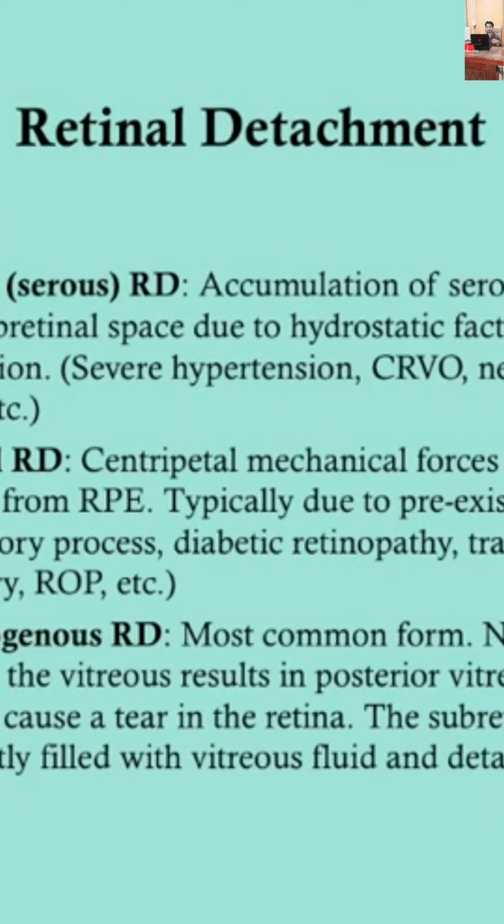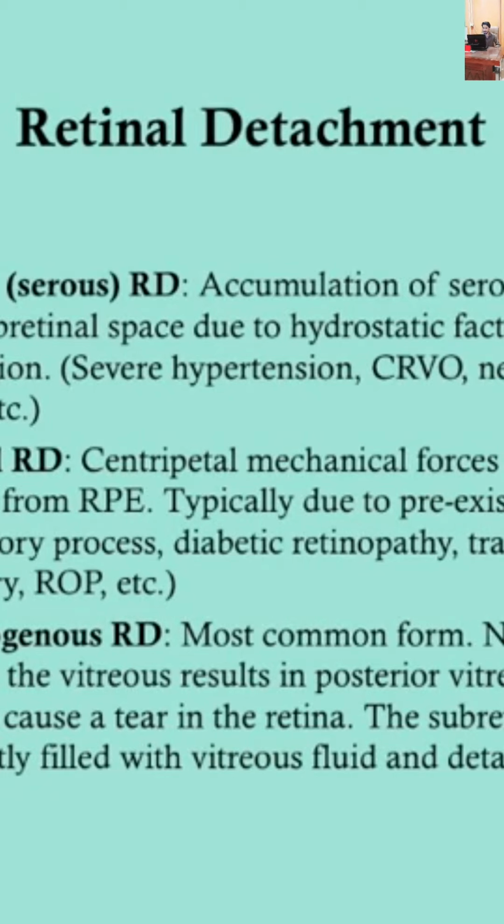There's exudative or serous retinal detachment, which is an accumulation of either serous or hemorrhagic fluid in the subretinal space, in between the sensory retina and the retinal pigment epithelium, and that's due to hydrostatic factors or acute inflammation. So severe hypertension, central retinal vein occlusion, neoplastic effusion, all of those would lead to hydrostatic force of fluid out of the arteries.